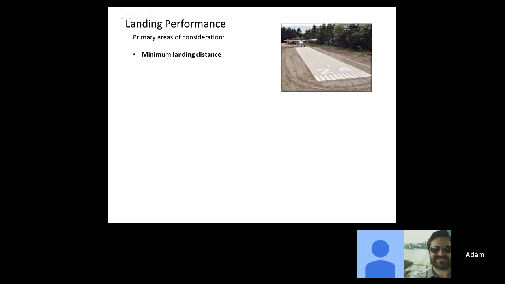And similar to takeoff, we are concerned about landing distance, which, as a quick side note, typically, not always, is shorter than takeoff distance. So what can you guys tell me about that particular fact? What should that make you think about?